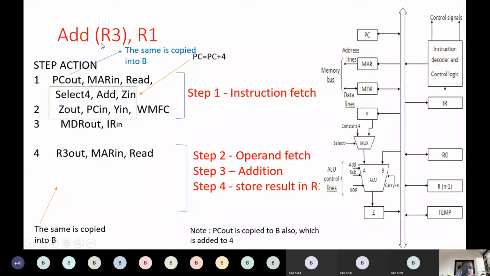So first we will fetch this value. What is in R3? When we take the value of R3, it doesn't contain a direct value, it contains an address. From that address we need to take the value. That's why we first say R3 out. From R3 we get the address, and that address is copied into MAR, the memory address register. Next we give a read signal saying to read the data at the memory location referred to by the address specified in MAR.